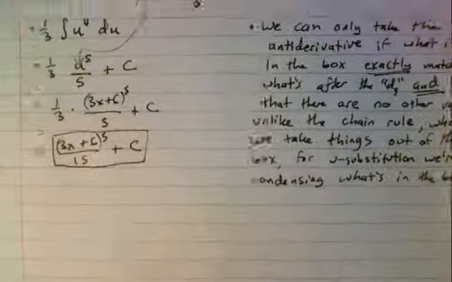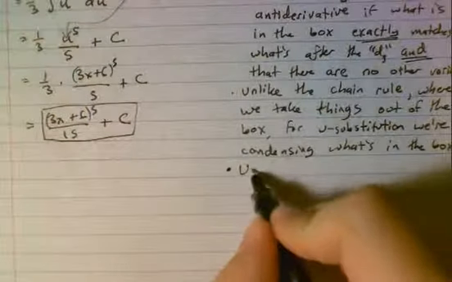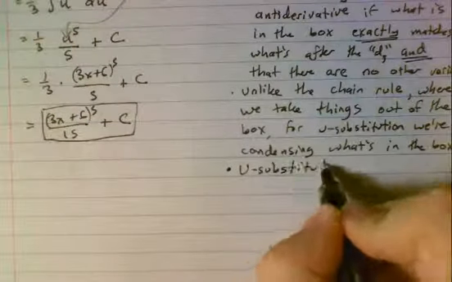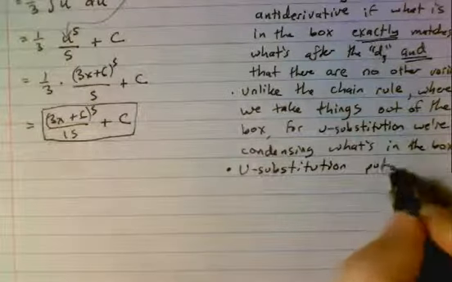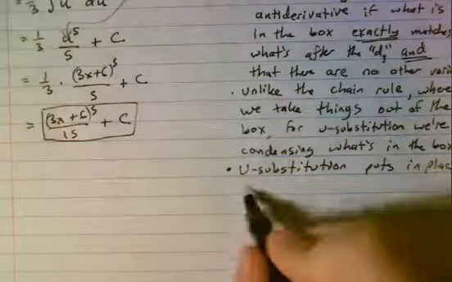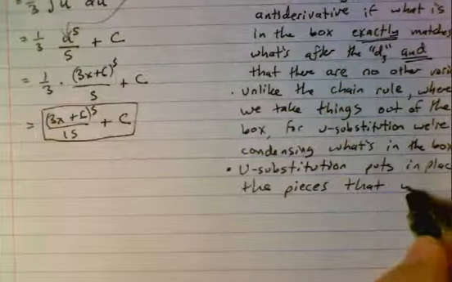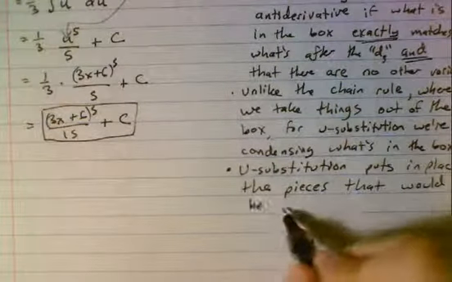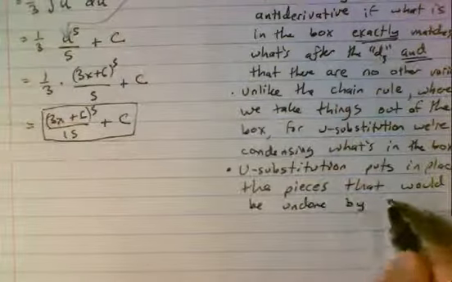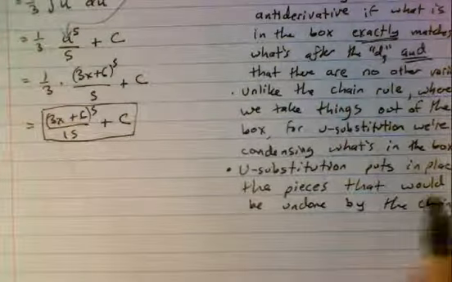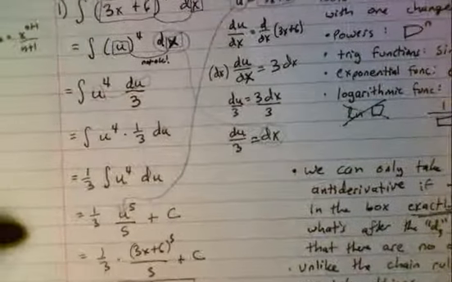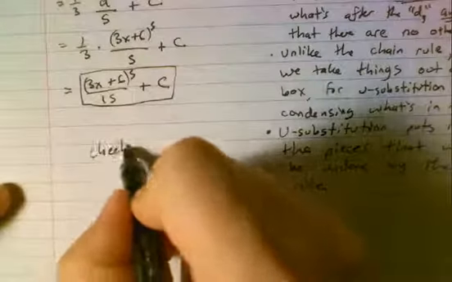The idea behind this is that u substitution puts in place the pieces that would be undone by the chain rule. So it's very important to always check our work with u substitution. I'm going to go ahead and take the derivative of this and see if I end up back with what I started with. So let's check it.